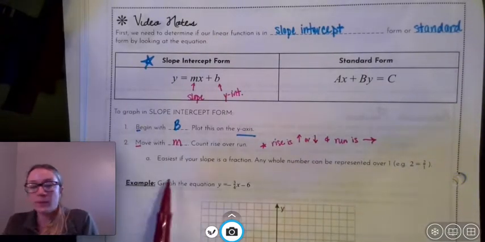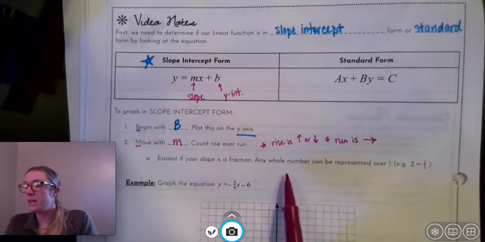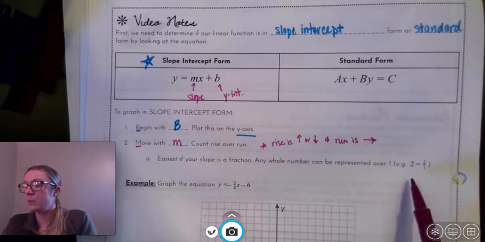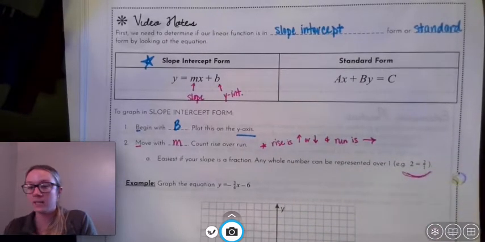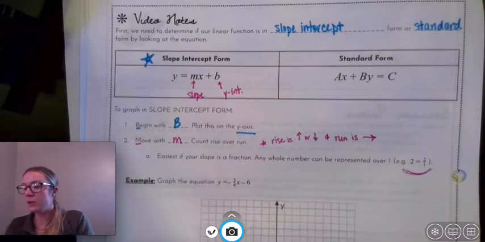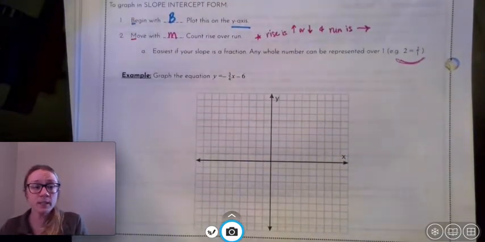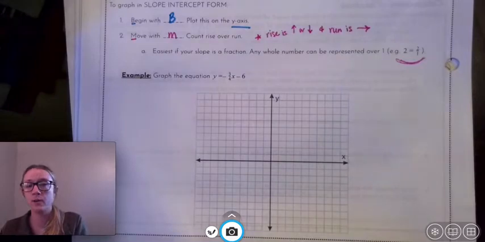And so when we move with m, it is the easiest if our slope is written as a fraction. And we practiced this the other day. If we have a whole number, we can think of it as a fraction like this. So again, we have our rise on the top, and then we have our run on the bottom of the fraction. So we are going to walk through one example. And then if you need to see a couple more, you can watch the extra help video.